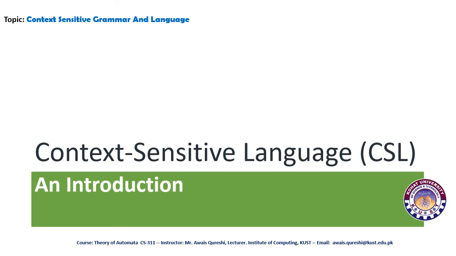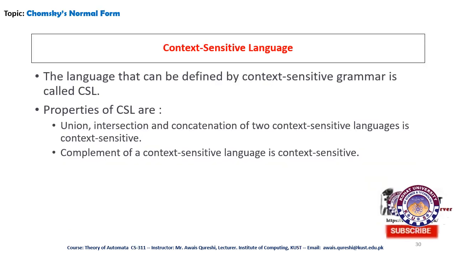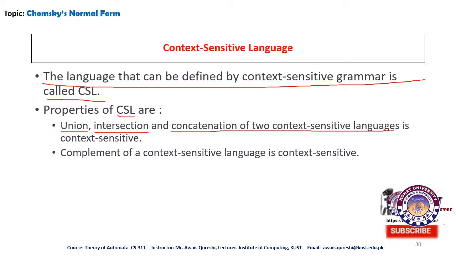So what are context sensitive languages? The language that can be defined by a context sensitive grammar is called a context sensitive language. The properties of context sensitive languages are: union operation, which we studied when studying regular languages or regular expressions; intersection; and concatenation of 2 or more context sensitive languages is also context sensitive. And the complement of a context sensitive language is also context sensitive.